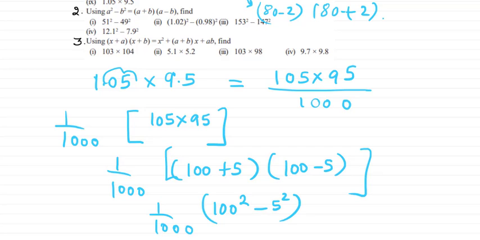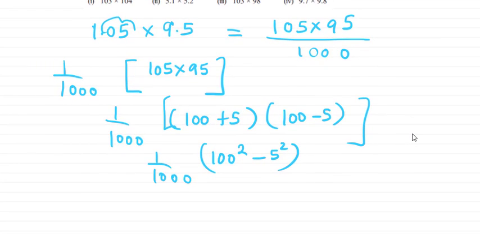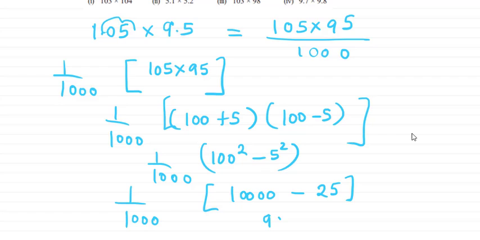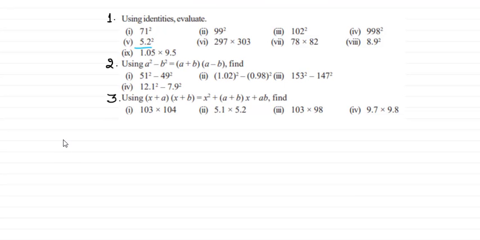1 by 1000 and 100 square is 10,000. 10,000 minus 25. So 10,000 minus 25 is 9,975, divided by 1000. So the answer will be 9.975. That's the answer for this question.